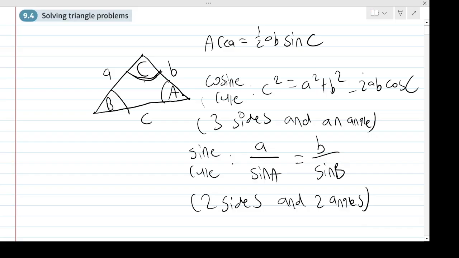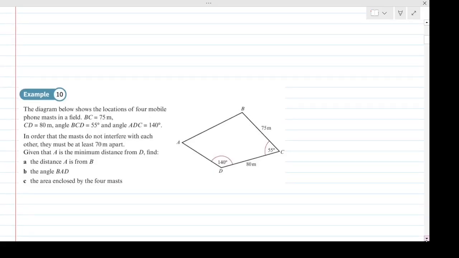So that's just a rough recap of the three formulas we'll be using in this section. Questions most commonly will be requiring you to use multiple of these. Let's have a look at some exam questions.